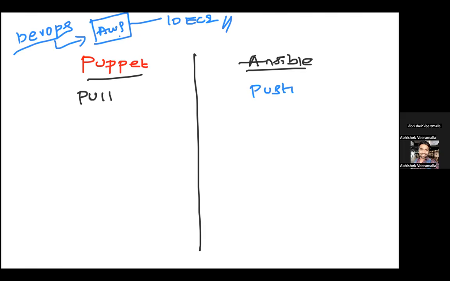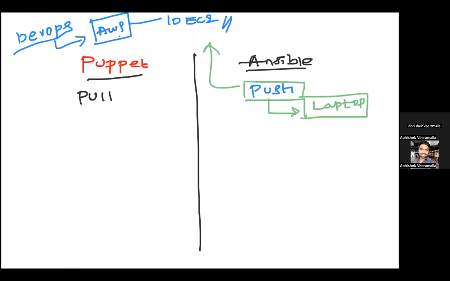So what is a push model? Push model is nothing but he can write these Ansible scripts at one place. You can call it your laptop. So this guy can write his Ansible playbook on his laptop, and he can push the configuration to the 10 EC2 instances that he has created. All he needs to do is execute the Ansible playbook, and the configuration is updated in a push mechanism from his laptop to all the 10 EC2 instances, and everything is updated, right? So this is one major difference.